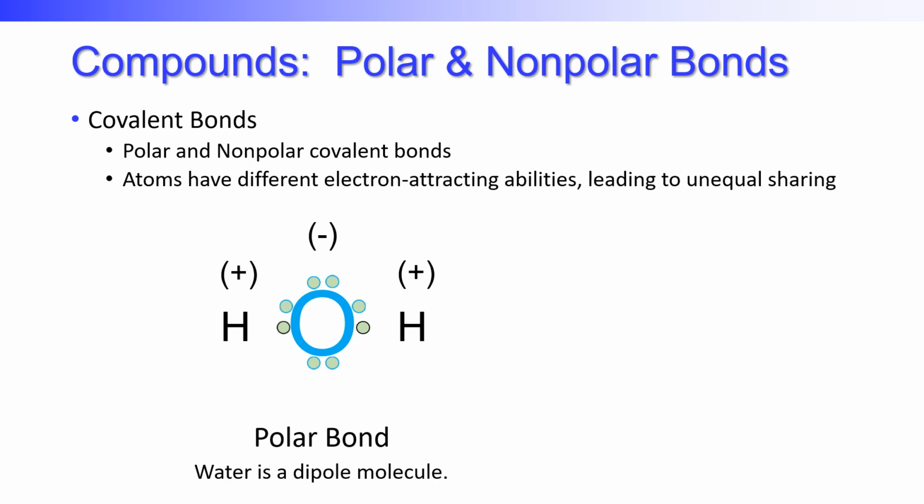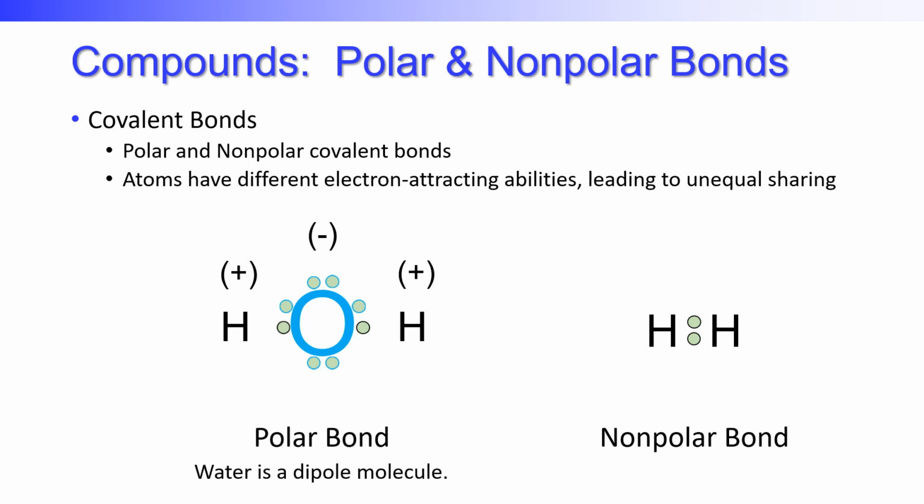Now, what if we had two hydrogens sharing electrons? Well, the ability of this hydrogen to share the electron with this hydrogen over here is the same, which means that these two hydrogens are going to share their electrons equally. And it's not going to mean that one's going to have the electrons more than the other one. So there will be no polarity in this sort of covalent bond. So this would be an example of a non-polar bond.